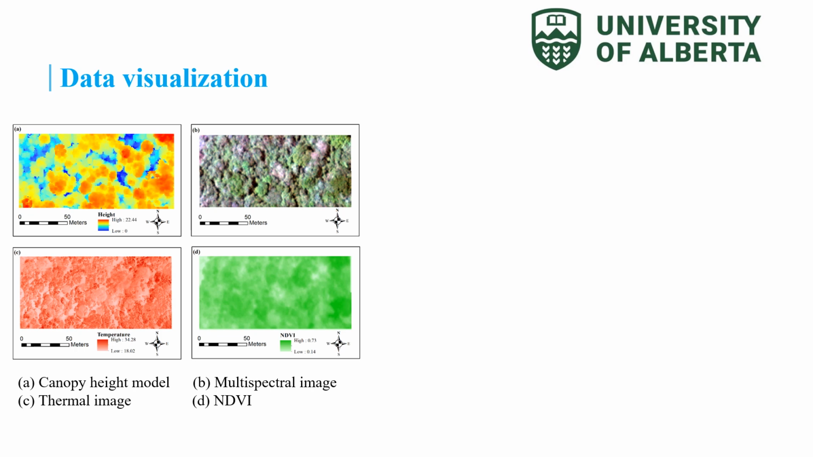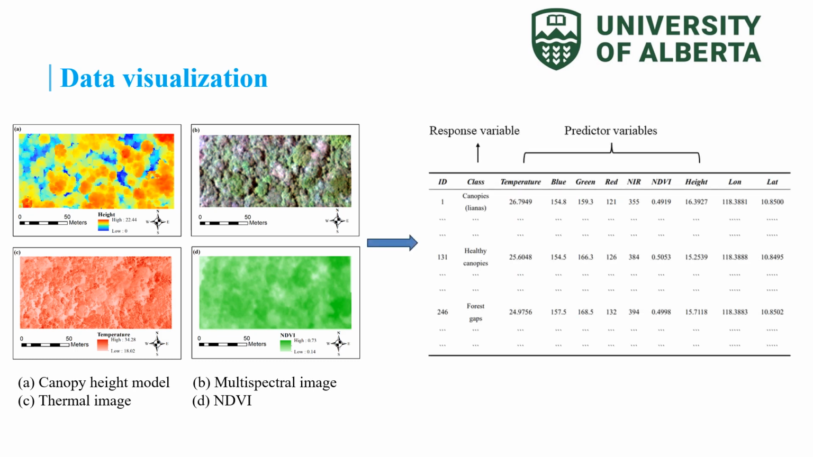Here are remote sensing images or data products derived from remote sensing data. They are the canopy model, multispectral image with 4 bands, thermal image, and NDVI map. 7 predictor variables or 7 metrics are extracted based on these. I put all the information in this data table that shows the predictor variables are the 7. The class is used as the response variable. And each row is for one individual training pixel. So that's around 120 or 130 pixels for each class, like this.